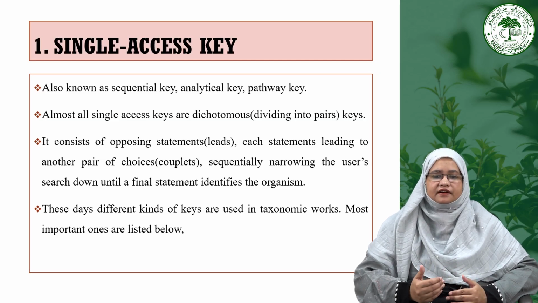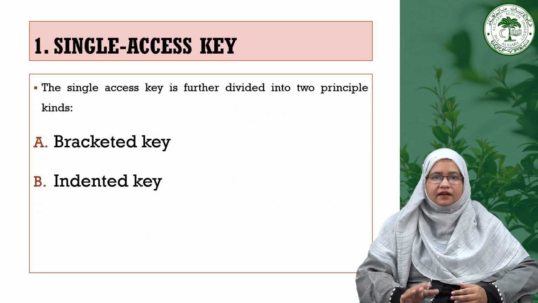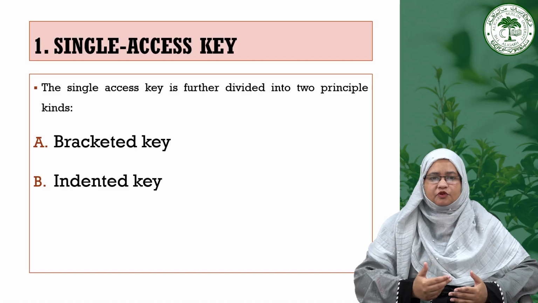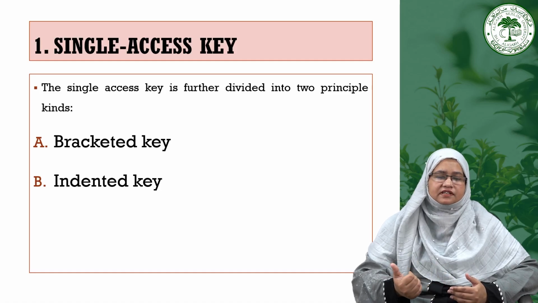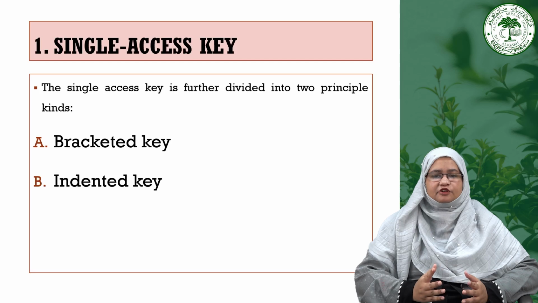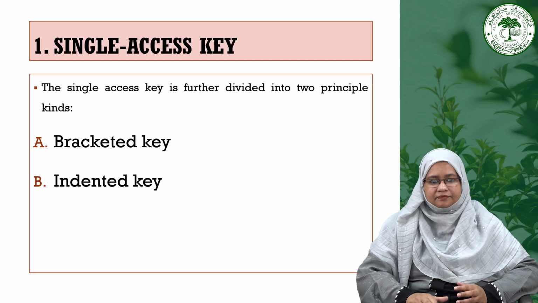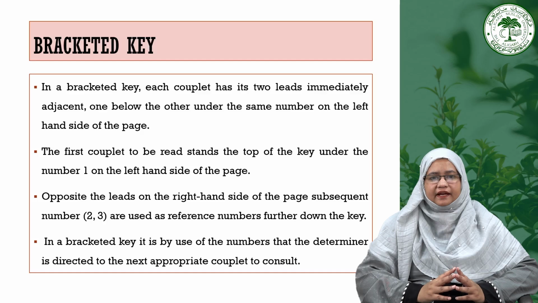These different kinds of keys are used in taxonomic work, and the most important ones are listed below, like the single access key, in which the two most important are the bracketed key and the indented key. There are several other types which we will discuss later. The most common two types of single access key are the bracketed key and the indented key, and the first one is the bracketed key.